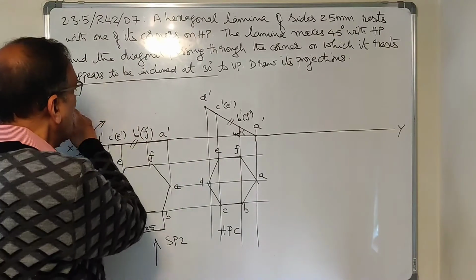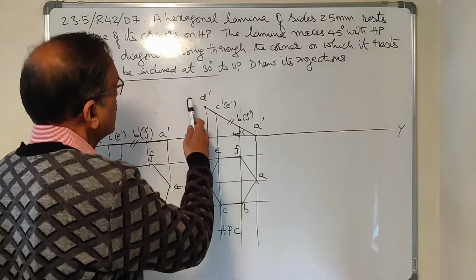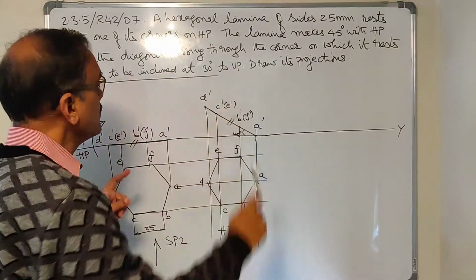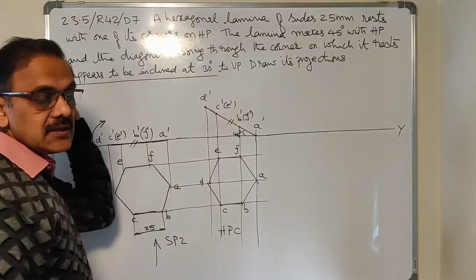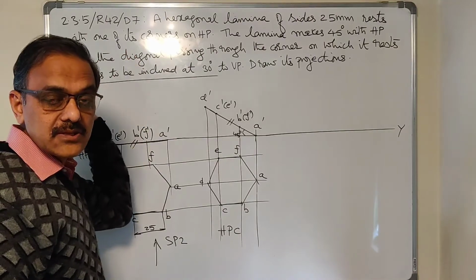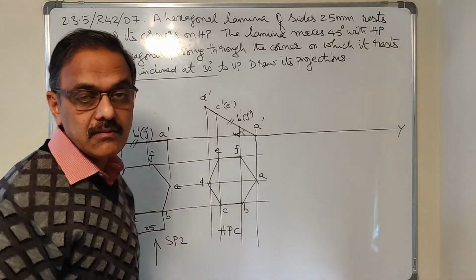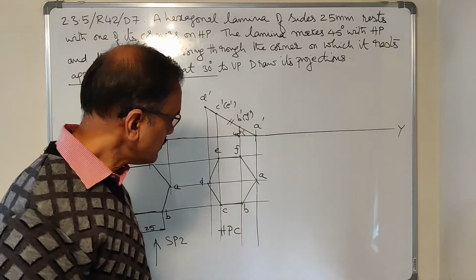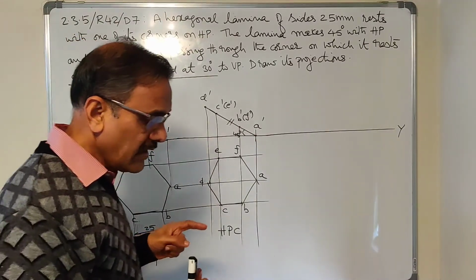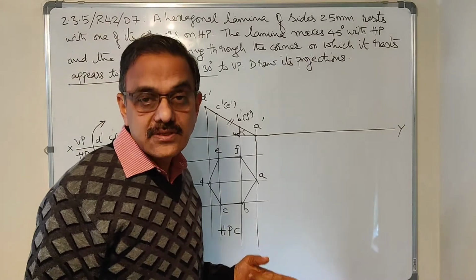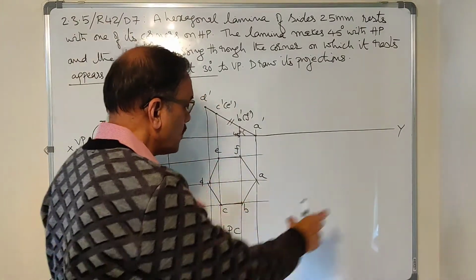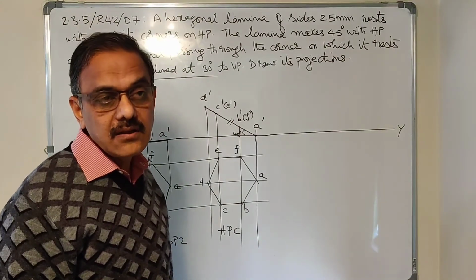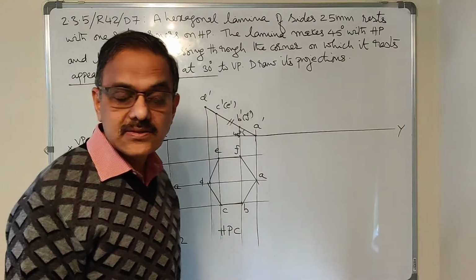Instead of giving appears to be inclined, it is just mentioned, let us say, on which it rests, is inclined at 30 degrees to VP. If you don't have appears, let us say that word appears is not there, then it becomes a true angle. You have to find beta in that case. So when it is not required to find beta, it becomes simple for you because straight away you are rotating it and keeping it here. It becomes easy and the time consumption also will be less.